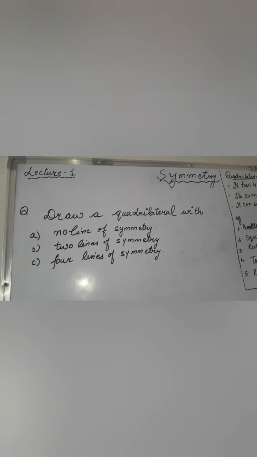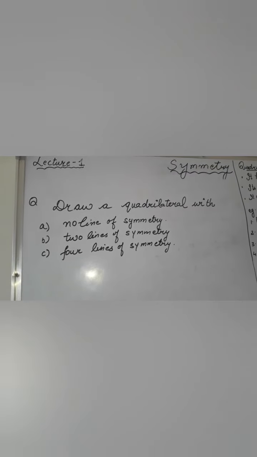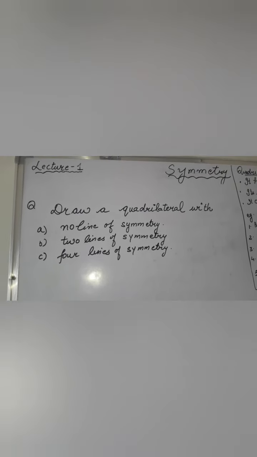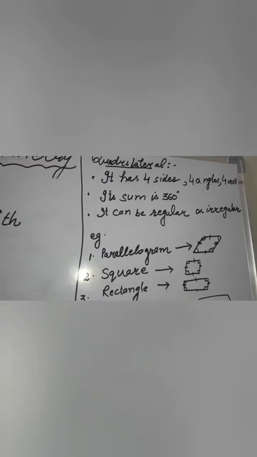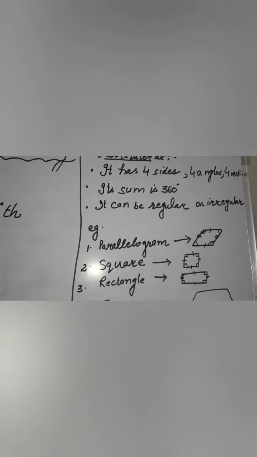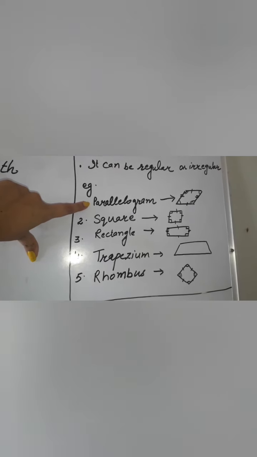It says draw a quadrilateral with no lines of symmetry, 2 lines of symmetry and 4 lines of symmetry. Firstly, I want to tell you what you mean by a quadrilateral. Students, a quadrilateral has 4 sides, 4 angles and 4 vertices, and its angle sum is always 360 degrees, and its shape may be regular or irregular. For example, following are the quadrilaterals. As you can see on my board, I have the shape parallelogram, which has opposite sides and opposite angles the same.